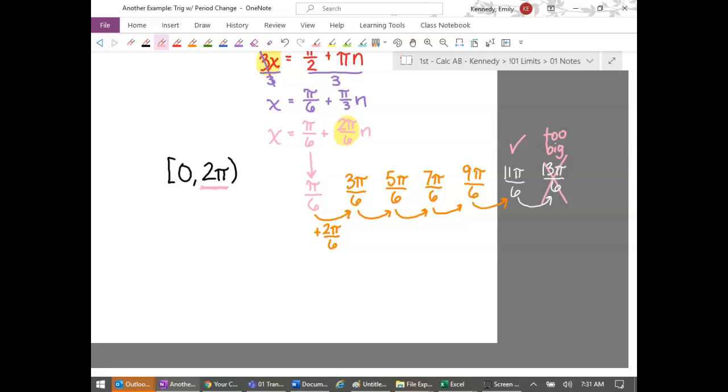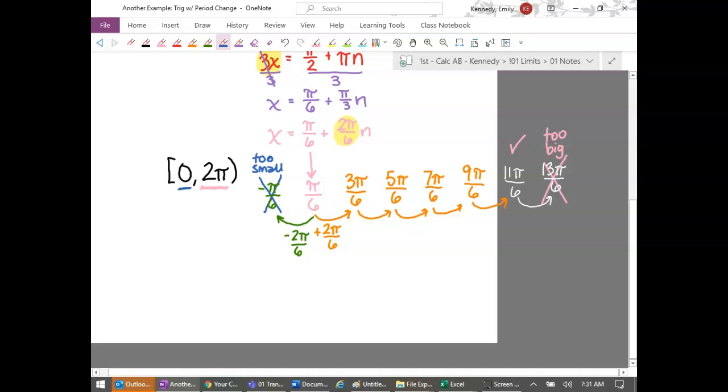The other thing that you should just generally check, because it kind of depends on some of the choices you made with that smiley face thing early on, I'm also going to subtract 2 pi over 6 until I get an answer that's too small. And in this case, that just takes one step. Negative pi over 6 is outside of my interval because it's less than 0.